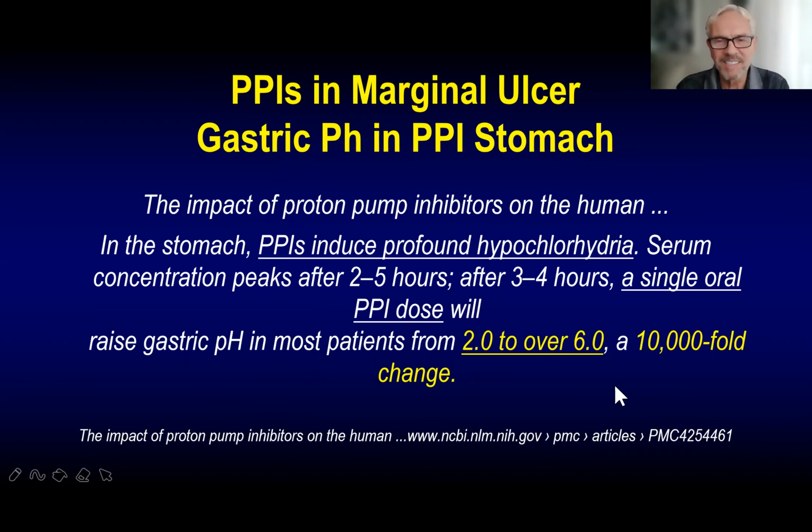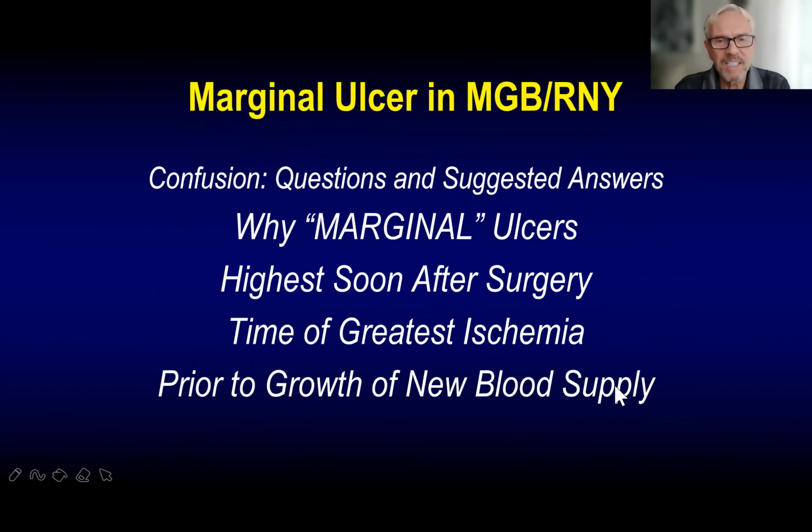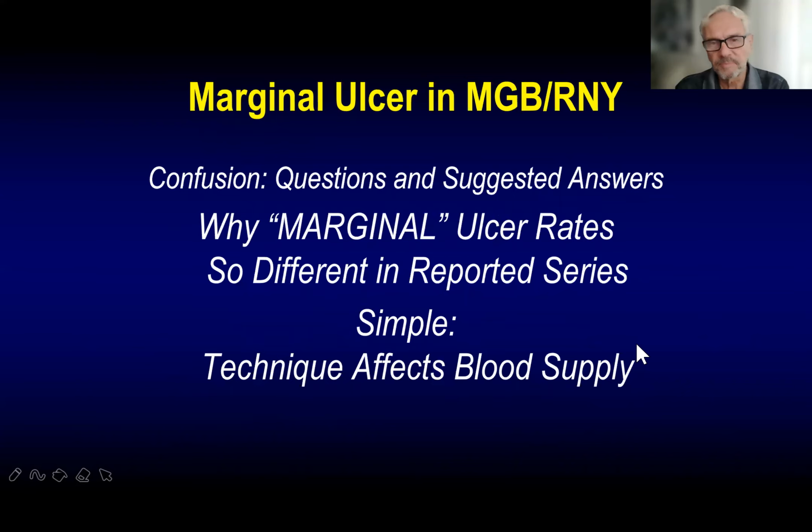So why they're worried about acid, I think, is a misunderstanding, particularly in a Roux-en-Y where there's hardly any gastric parietal cell tissue left. Marginal ulcers are highest soon after surgery, at a time of greatest ischemia and prior to the growth of new blood supply. The other thing we notice is some surgeons seem to have a lot of marginal ulcers and others a low rate. It's possible that it's poor quality reporting in one group and excellent quality reporting in the others. But in my opinion, the accurate answer is that it's technique. The technique affects the blood supply, and it's not acid, it's ischemia.